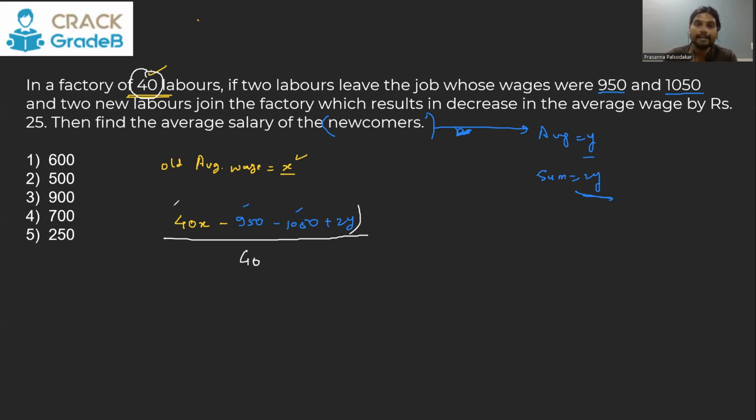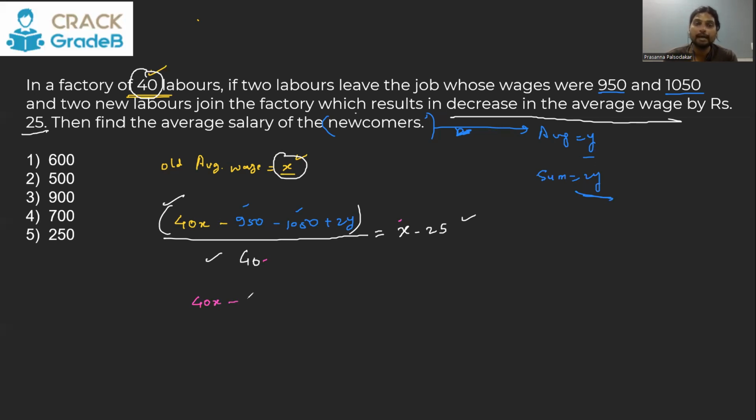So the new sum divided by the new number of people gives us the new average. And the new average is a decrease in the average wage by rupees 25. That means if the old average was X, the new average is X minus 25. You can say there are 2 variables, but only 1 equation. How can we solve? Of course, we can solve because the 40 multiplied with X, that 40x, is going to get cancelled.